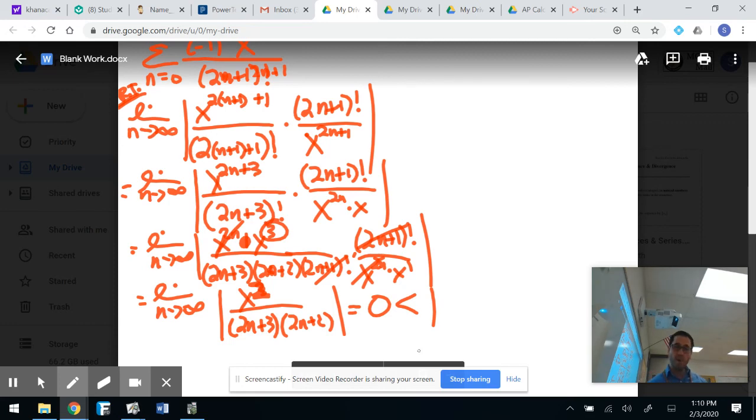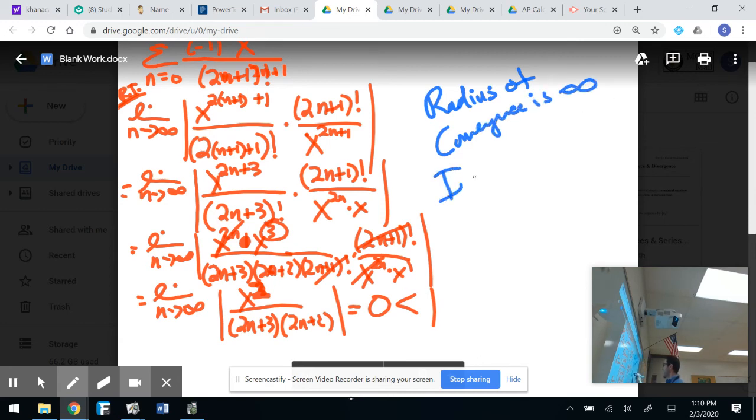Now, do we remember what that tells us? If 0 is less than 1, then we say, ooh, this one was not too bad. Let's write our conclusions here. That means the radius of convergence is infinity. That means the interval of convergence would be negative infinity to infinity. So, man, I had all my notes here. This looked like a lot of work. That actually wasn't too bad at all, was it, class?